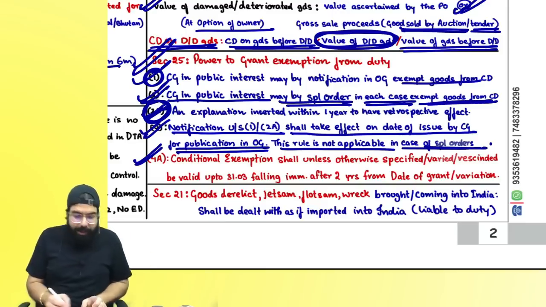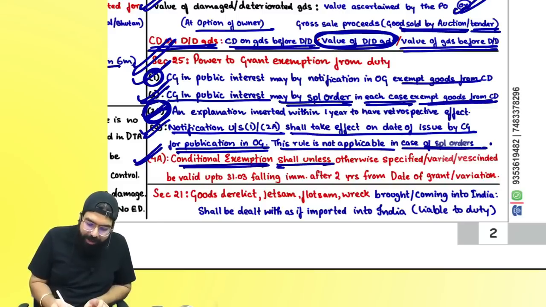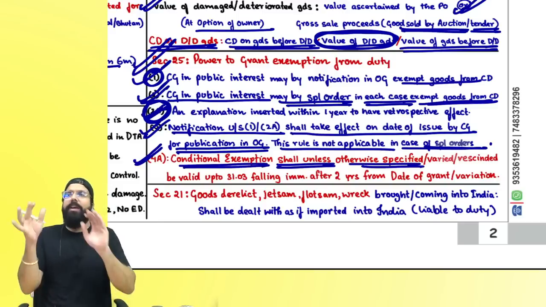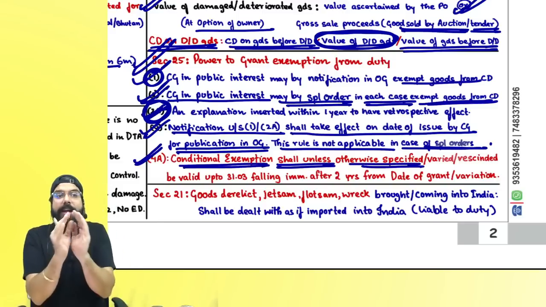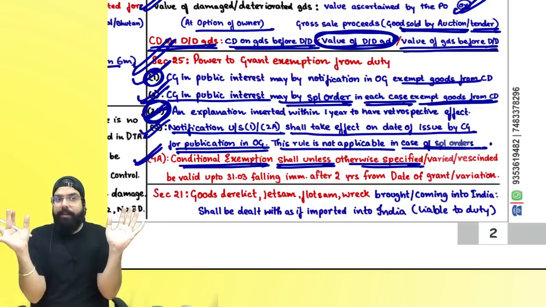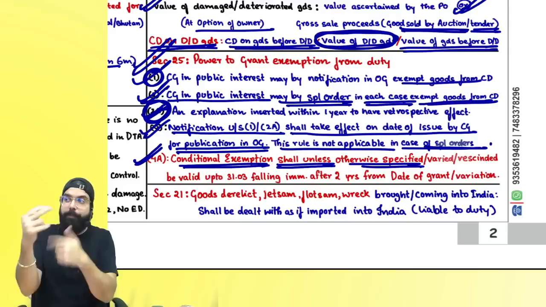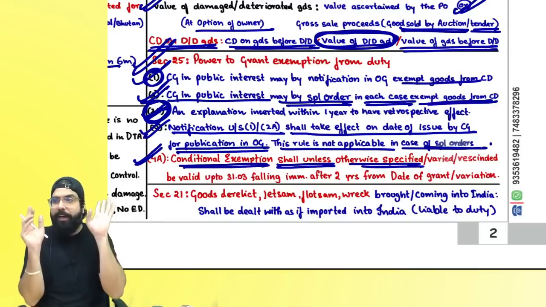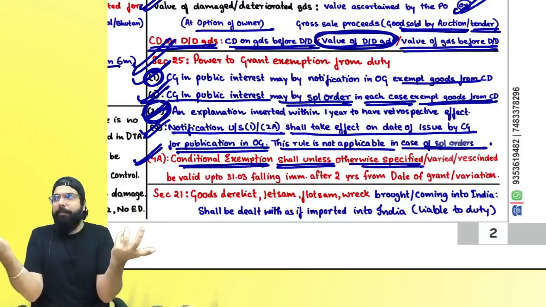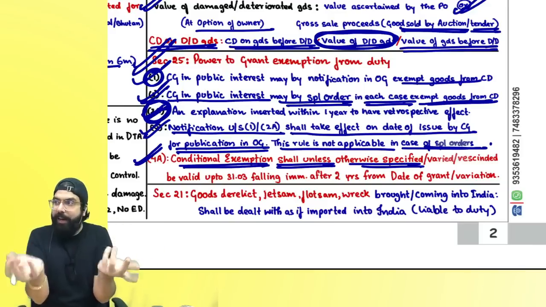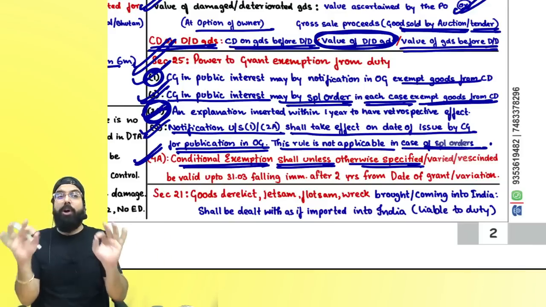Always remember one thing: conditional exemption shall, unless otherwise specified, be as follows. If one conditional exemption is issued by the government and the government has not specified any date, then it is valid as per the rule. If the government has specified a date, then it is valid up to that date. If the government withdraws it, then till the date of withdrawal it is valid. If nothing is told, then it will always be valid.